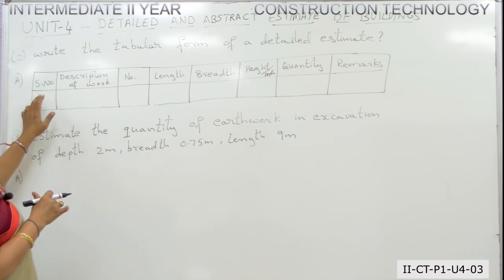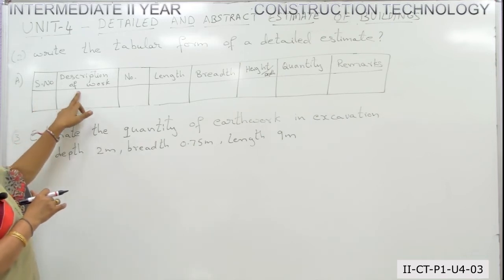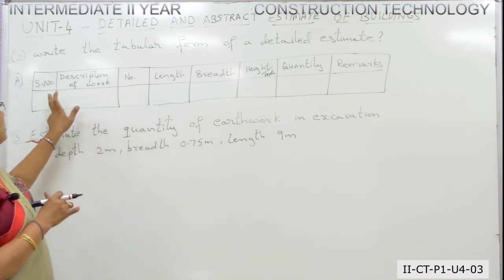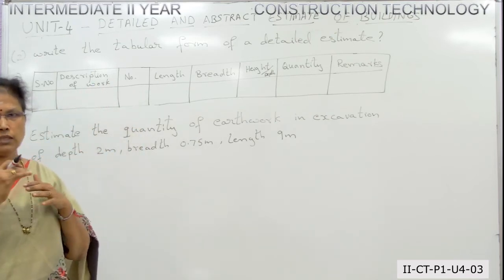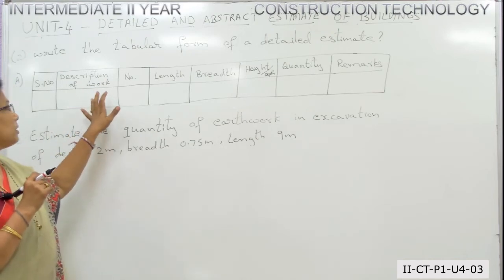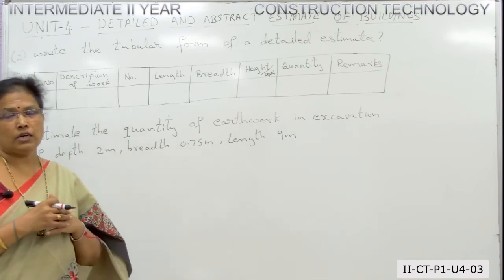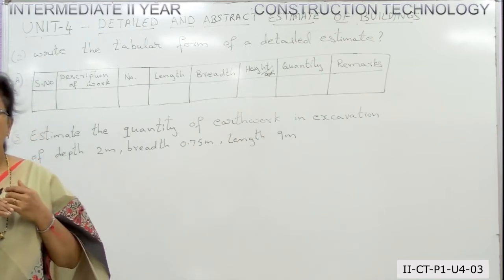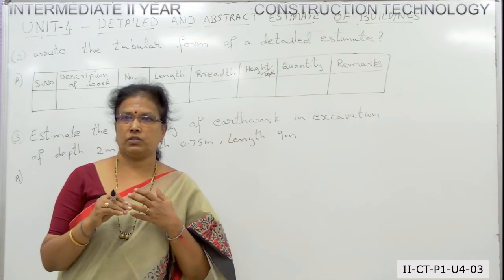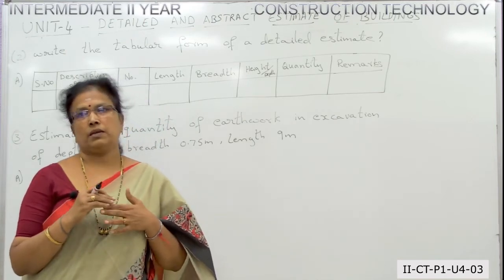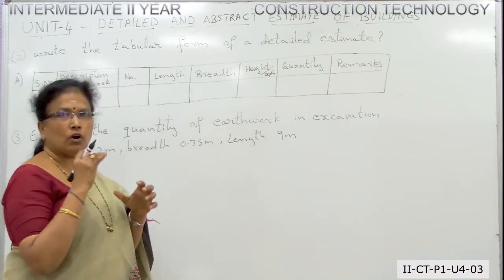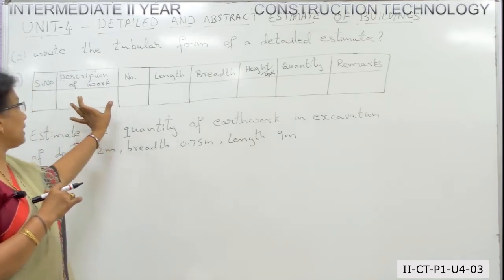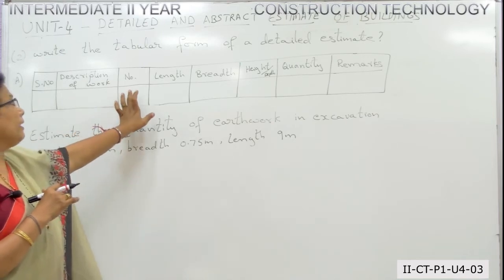In this, you have columns. First is serial number, description of work, number. Serial number means items 1, 2, 3 that we will be mentioning here. And description of work is, first, what are the main items of work we have discussed in the second chapter. First work is earthwork excavation, then CC bed, first footing, second footing, basement, superstructure, and so on. Whatever quantity you are calculating, that work, that item is mentioned here.